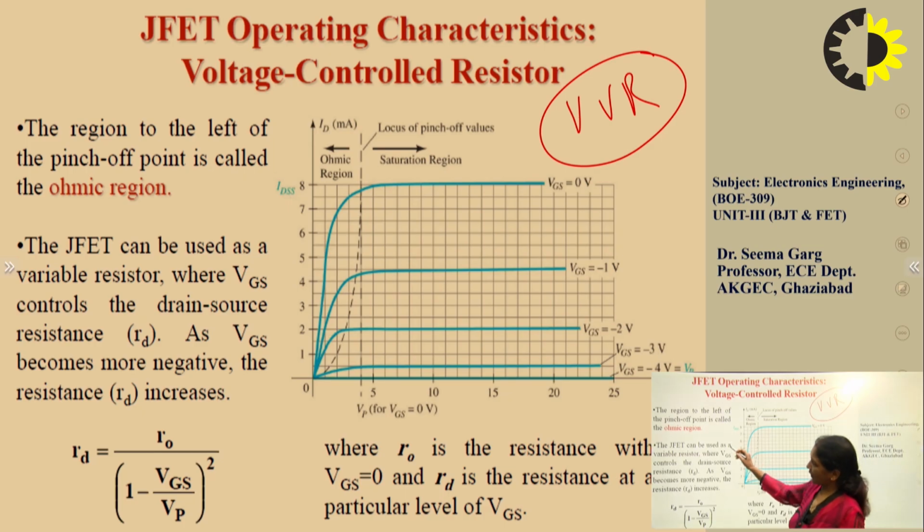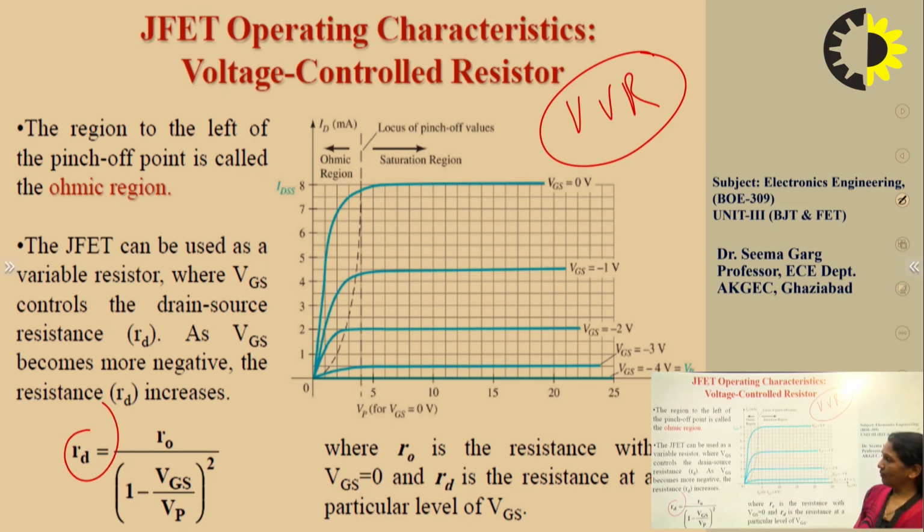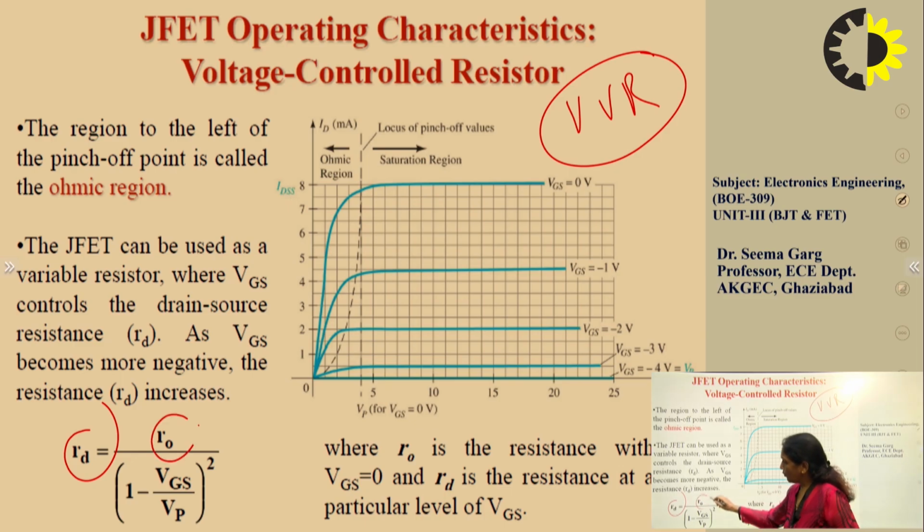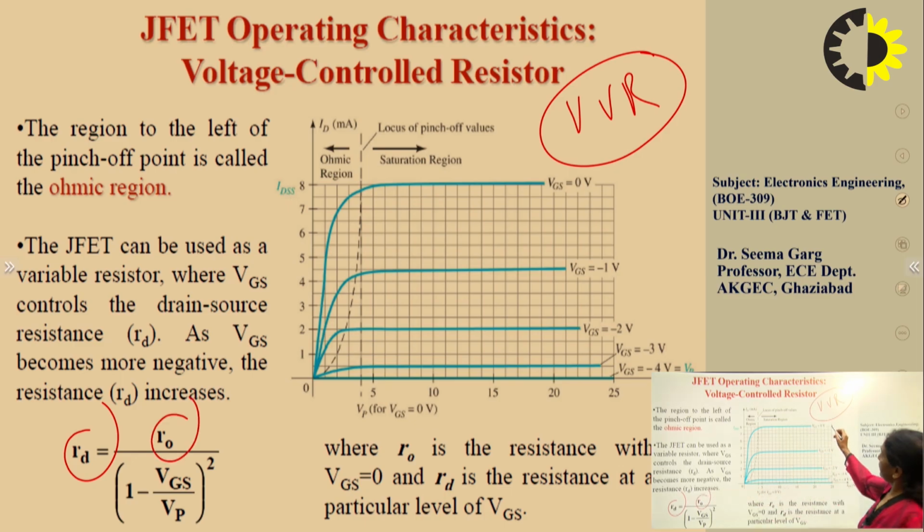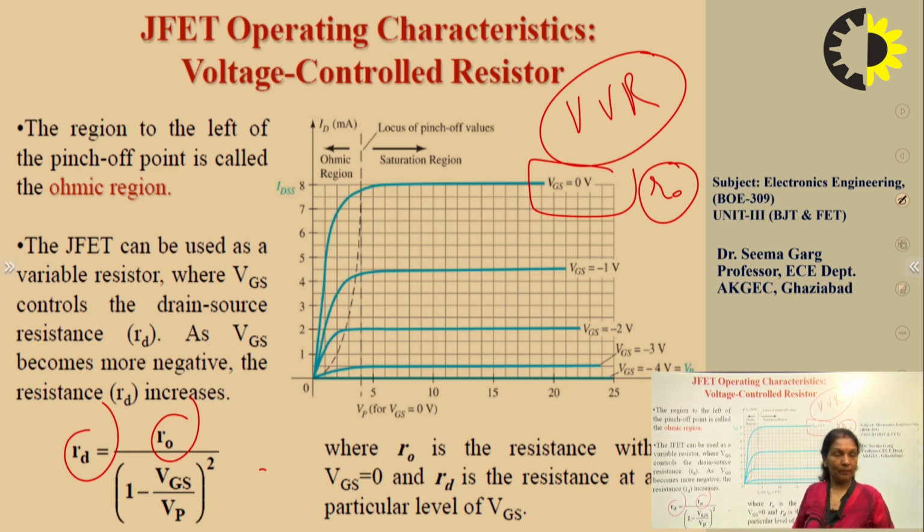So the junction field effect transistor resistance, which is called the drain to source resistance, will be given by the formula RD is equal to R0 over 1 minus VGS over VP, where R0 is the resistance when VGS is equal to 0. And VP is given by the manufacturer. So by keeping these values, you can always calculate the value at different points of time. So this is the drain to source resistance of the junction field effect transistor.